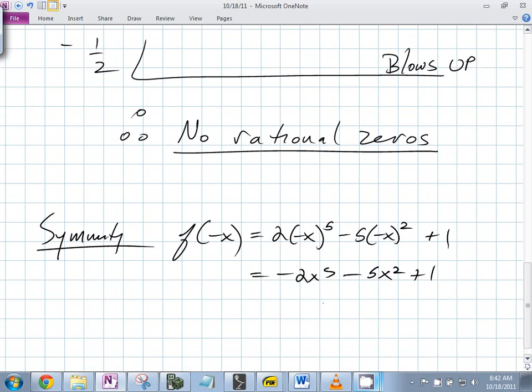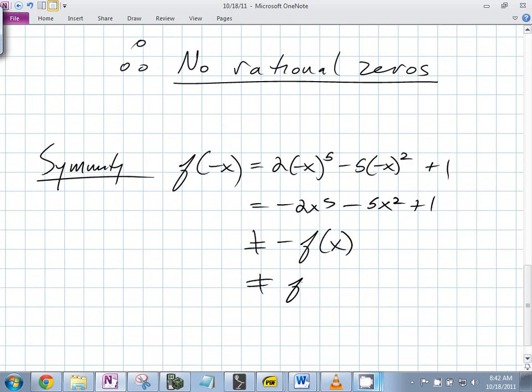That does not equal negative f of x, right? And it does not equal f of x. It either doesn't change or it flips the whole thing. So therefore this is what? Not symmetrical. It's neither. Well, it might have some other symmetry, but it's neither even nor odd.